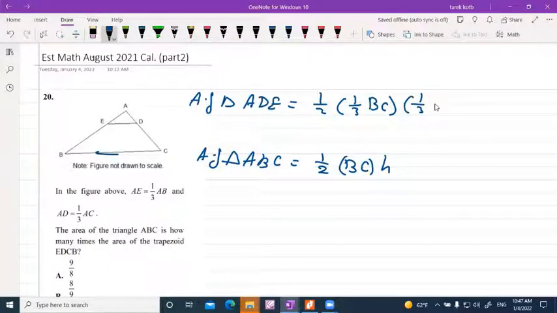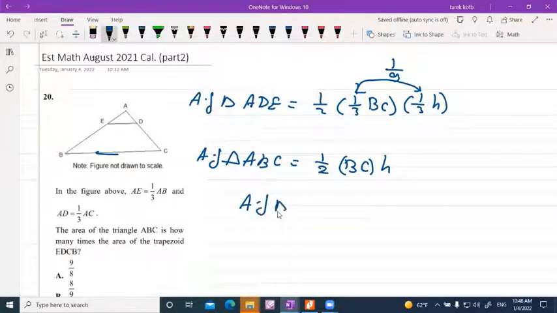Look at this, 1/3 times 1/3 equals 1/9. So I can say that the area of the small triangle equals 1/9 the area of the big triangle. Area of small triangle ADE equals 1/9 area of big triangle ABC.